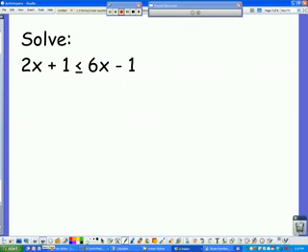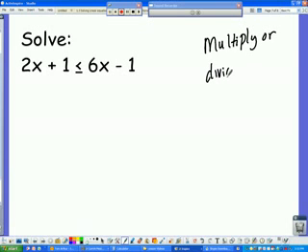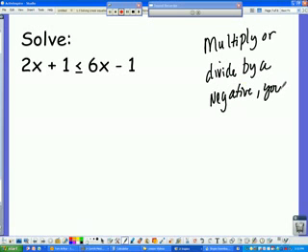Alright, on the next one, we're going to solve this: 2x plus 1 is less than or equal to 6x minus 1. Now there's a variety of ways that you can solve this, but we're going to do this way because there is one little rule that we need to tell you about. And that rule is whenever you multiply or divide by a negative, you have to switch the sign.